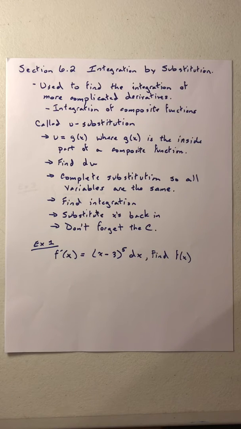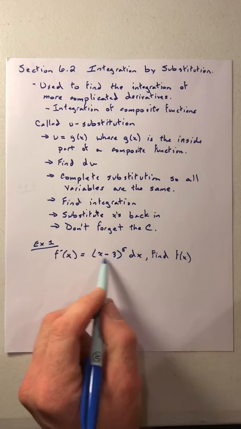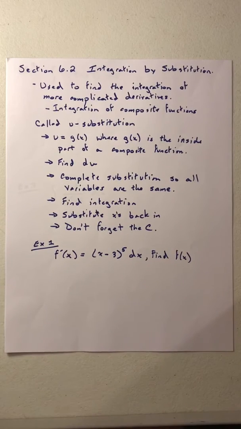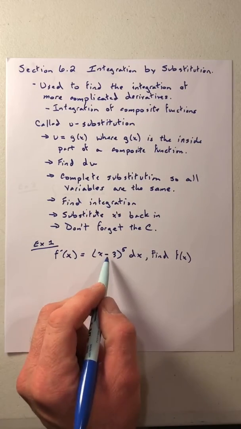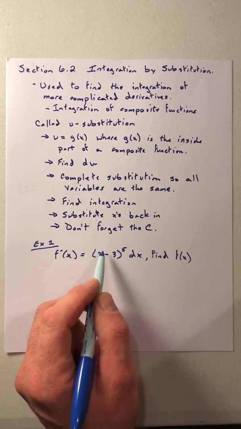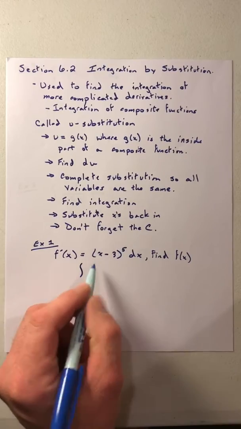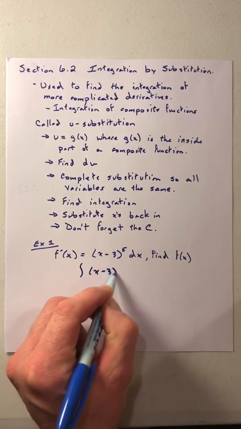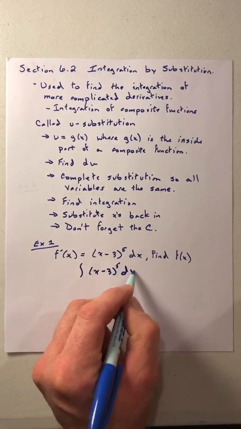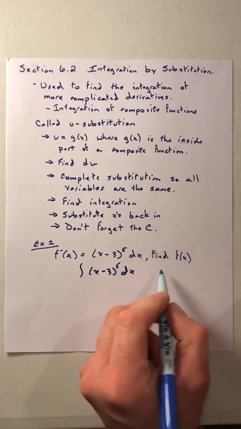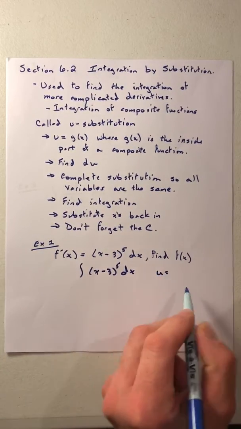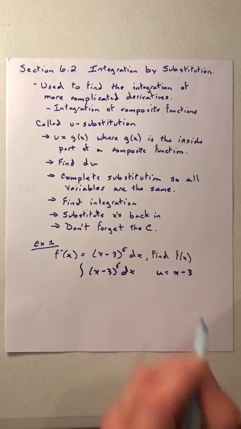So in example 1, notice we have the x minus 3 to the 5th, very similar to that problem that I just showed you that was a composite function. So if I ask you to find the integration of this, we would have to multiply that out. We would take x minus 3, multiply it out 5 times to get just our integrand to be able to integrate it. But here, suppose we let u equal x minus 3.